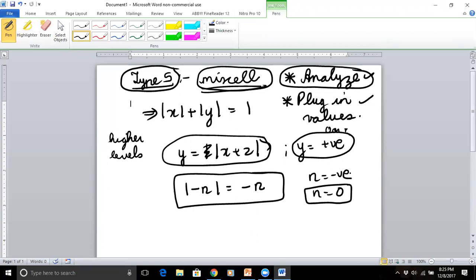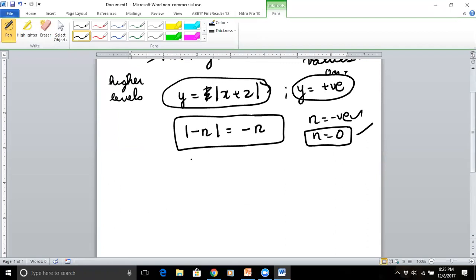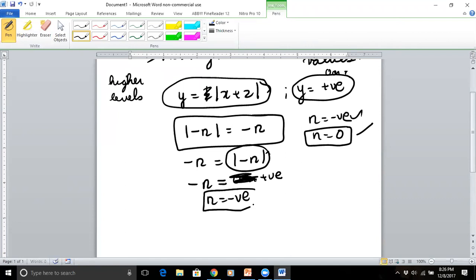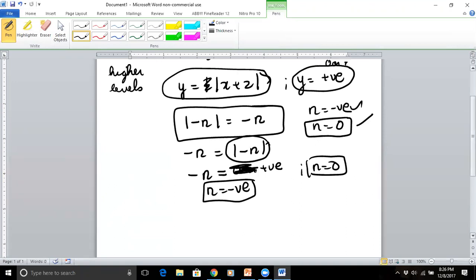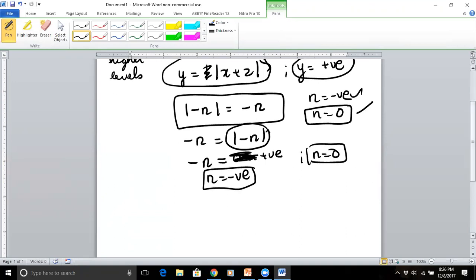So clearly, how are you getting this? How are you analyzing and getting to this? You know that if minus n has to be equal to mod of minus n, this entire quantity has to be 0 or positive. Let's take the positive case first. If the entire mod has to be positive and minus n has to be a positive quantity, n has to be negative, because minus of minus n only can give you a positive value, or n has to be equal to 0.